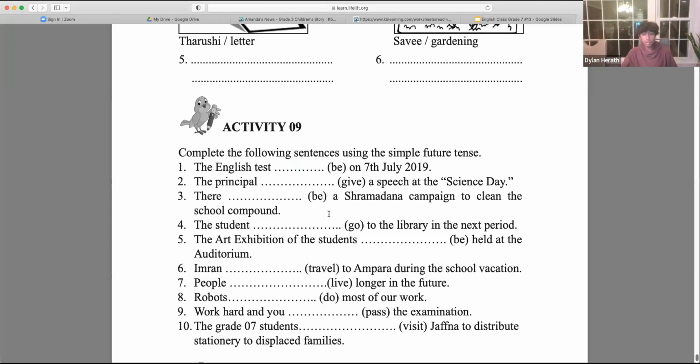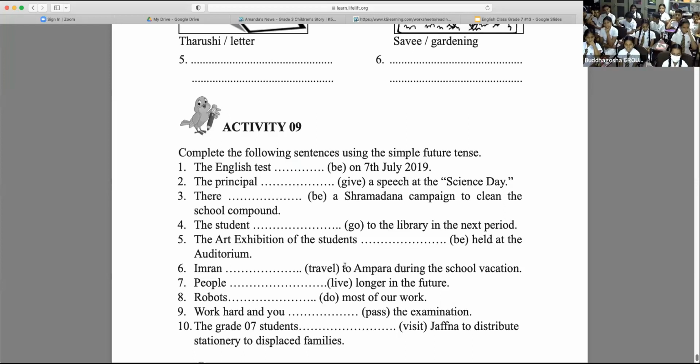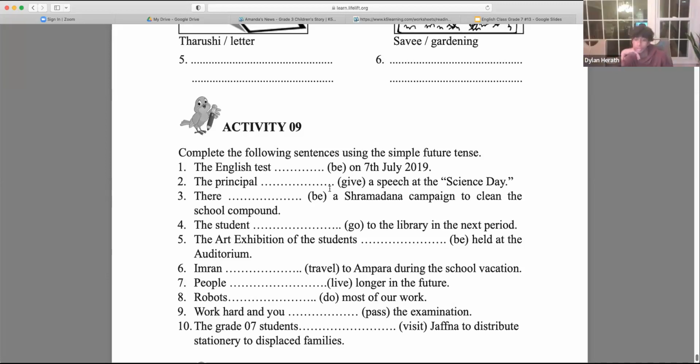Number 2, the principal blank give a speech at the Science Day. For all tenses, we have used future tense. For all the sentences, we have used will. And for the first sentence, you use will be. Then what about the second one? Will give. Yes, very good. The principal will give a speech at the Science Day.